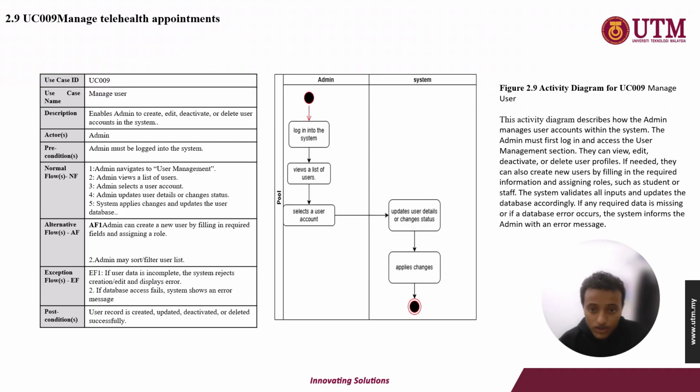This activity diagram describes how the admin manages user accounts within the system. The admin must first log in and access the user management section. They can view, edit, deactivate, or delete user profiles. If needed, they can also create a new user by filling in the required information and assigning roles such as student or staff. The system validates all inputs and updates the database accordingly. If any required data is missing or if a database error occurs, the system informs the admin with an error message.